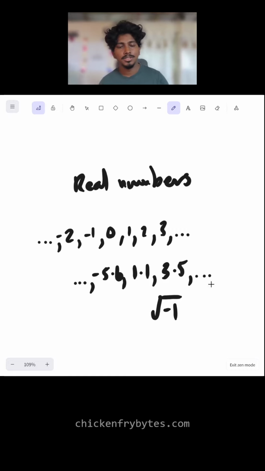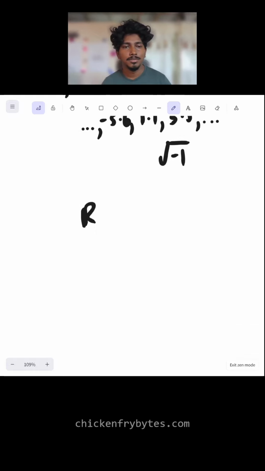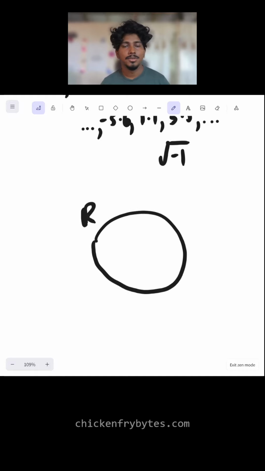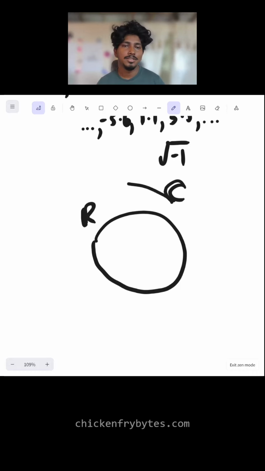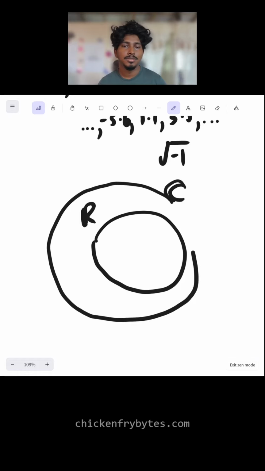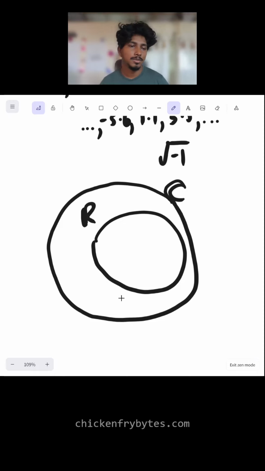And so, if you were to think about the real numbers, we use double R to represent it, being a set, well, there would be the complex numbers outside of that set, and that set of complex numbers will actually address this idea of the square root of -1, or by extension, the square root of any negative number.